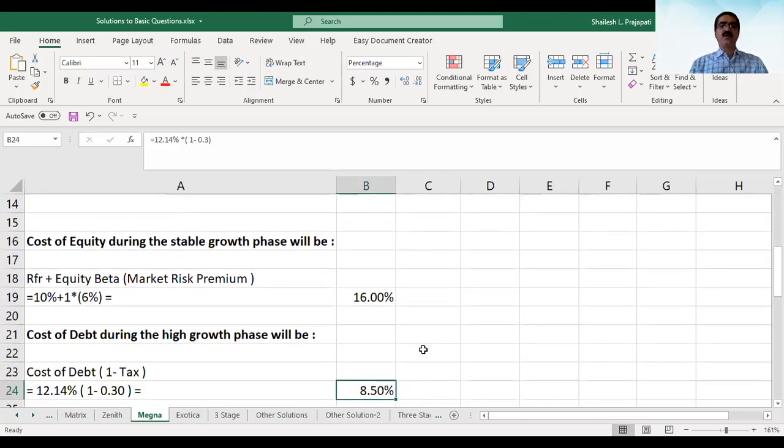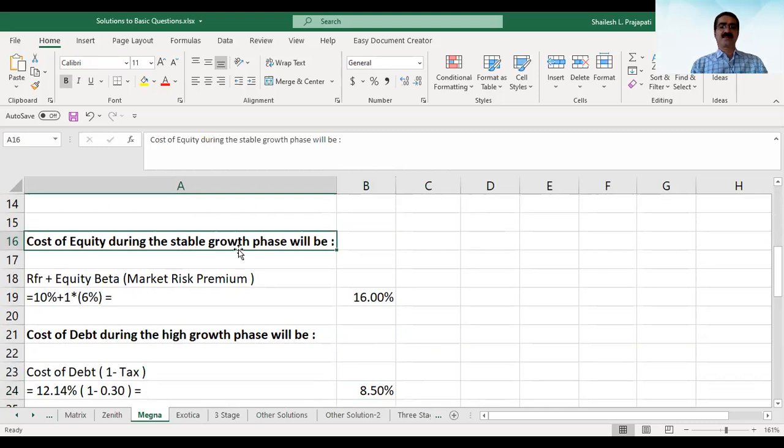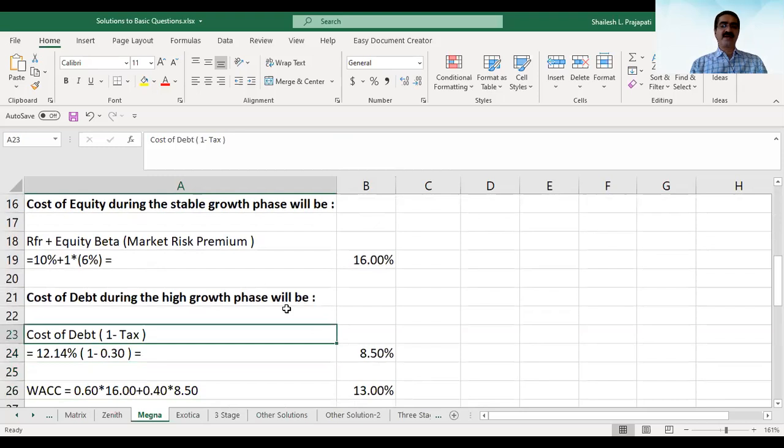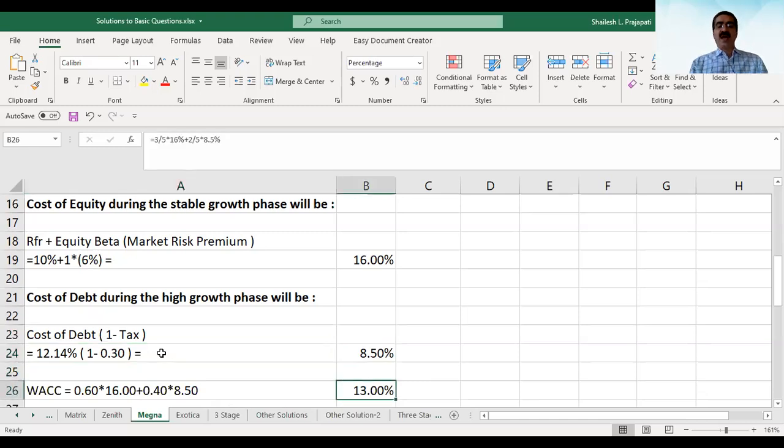Then the cost of equity during the stable growth phase. So RFR is given as 10% plus equity beta is given as 1, then we have 6% of risk premium. So we'll get 16% as the cost of equity. Similarly, for the cost of debt, we have 12.14, which was given in the question. Then a 30% tax rate for all the years. So we get 8.5%.